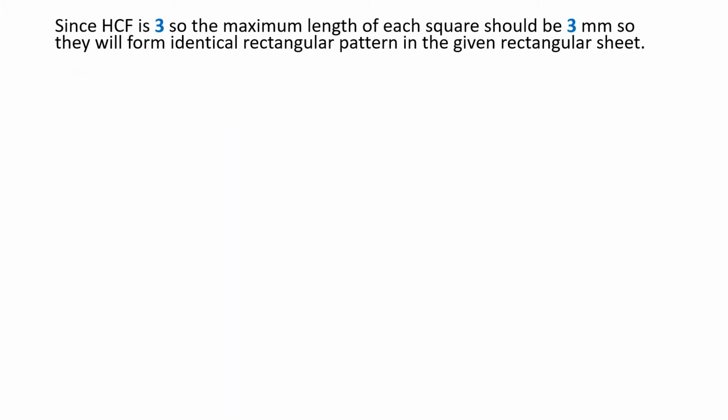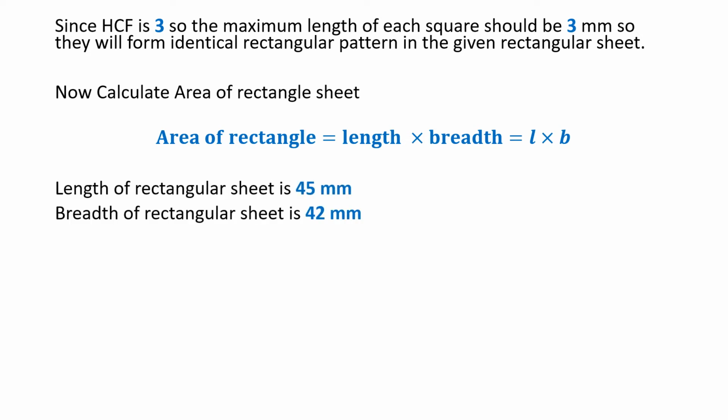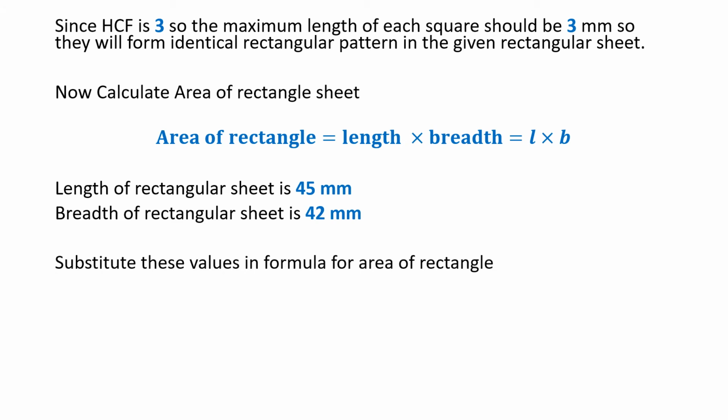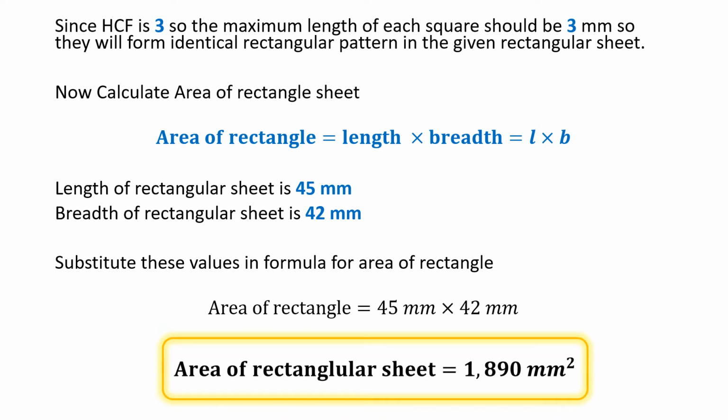Since the HCF is 3, the maximum length of each square should be 3 mm, so they will form identical rectangular patterns in the given rectangular sheet. Now calculate the area of the rectangular sheet. Area of a rectangle is equal to length multiplied by breadth. Here the length of the rectangle is 45 mm, and its breadth is 42 mm. Now substitute these values in the formula for the area of a rectangle. So, the area of the rectangular sheet is equal to 1890 mm square.